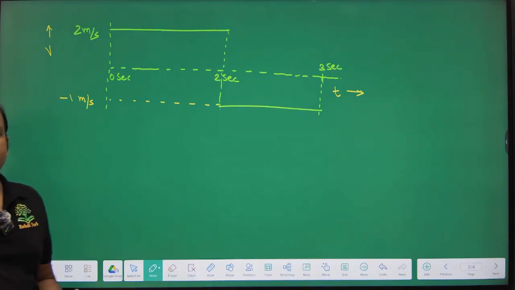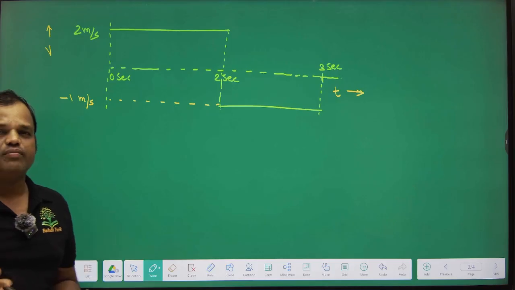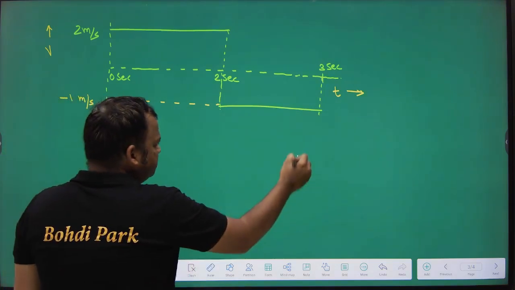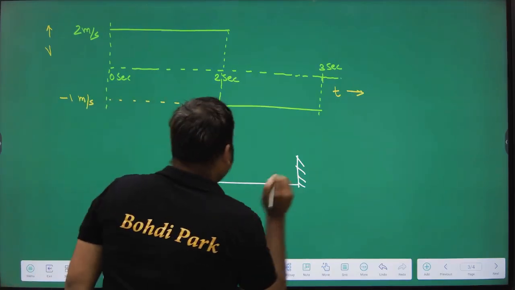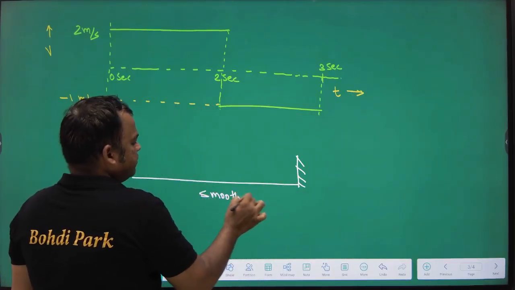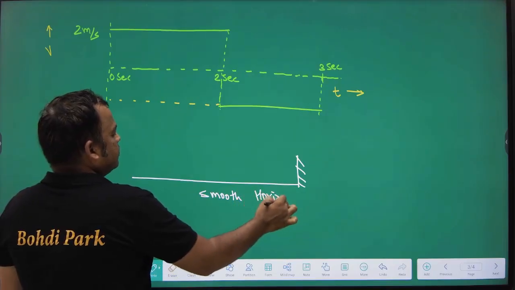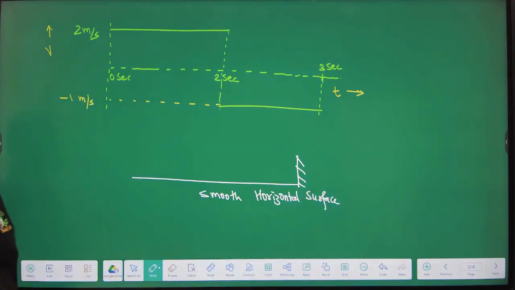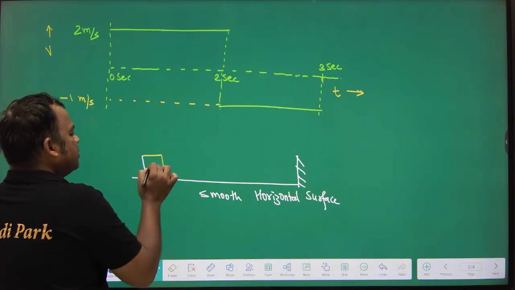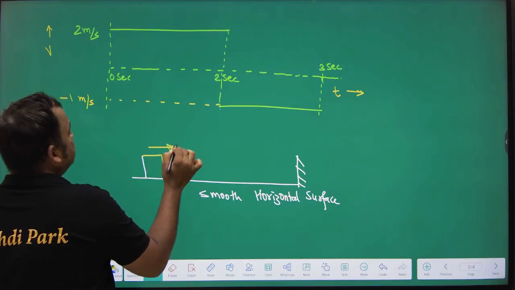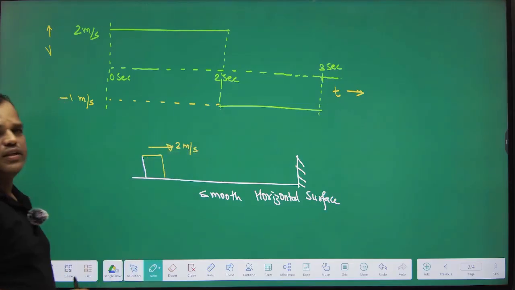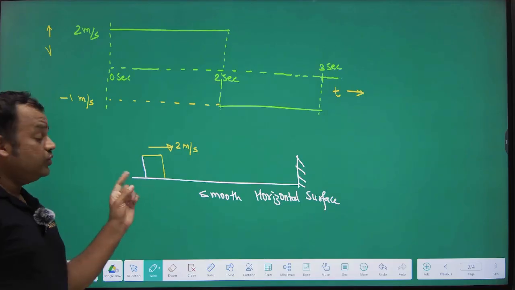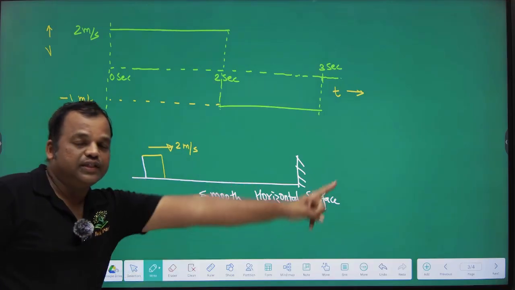So what type of graph is this? What type of motion is this? We can take an example also when this type of graph is possible. Suppose there is a wall and there is a smooth horizontal surface. A block is coming. Suppose this is the block. It is coming right side with 2 meter per second. So there is no friction here, so no one is going to oppose this block. So it will maintain its velocity 2 meter per second.